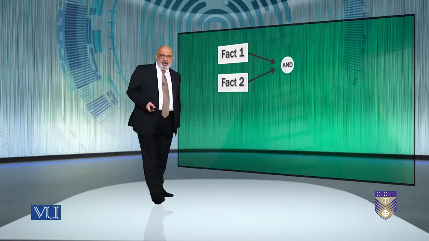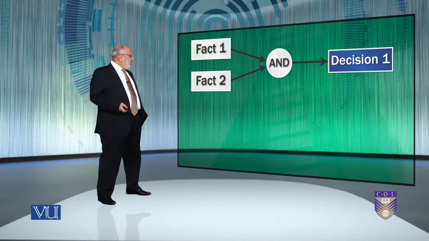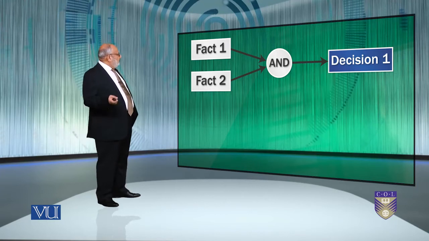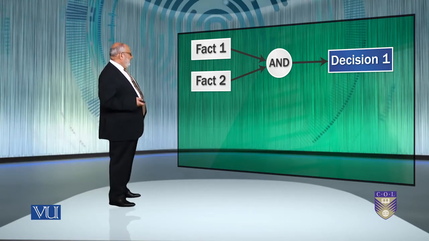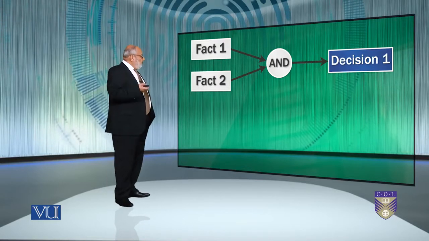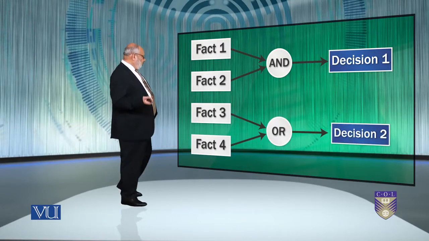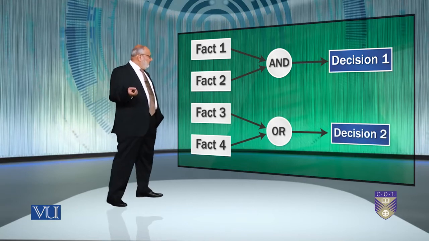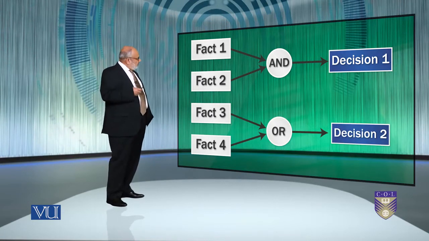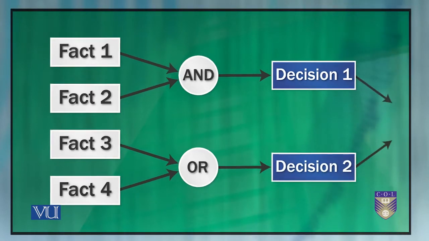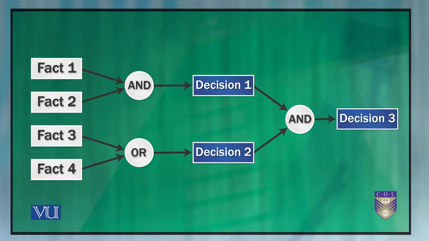As you can see here, on the left are a number of facts. Let's say the first two facts combine together, fact 1 and fact 2. You take a decision 1 based on that. And for the other two facts, fact 3 and 4, you could say either of them: if fact 3 is true or fact 4 is true, then you take another decision called decision 2. And these two decisions are then combined by ANDing together. You say decision 1 and decision 2, you arrive at a third decision. So that's how forward chaining works.